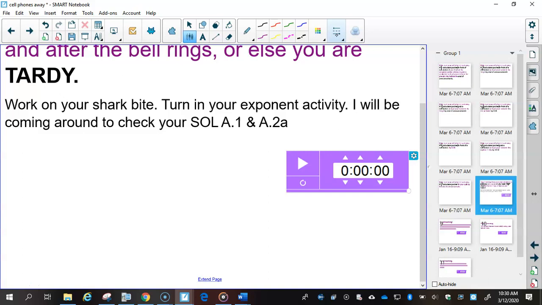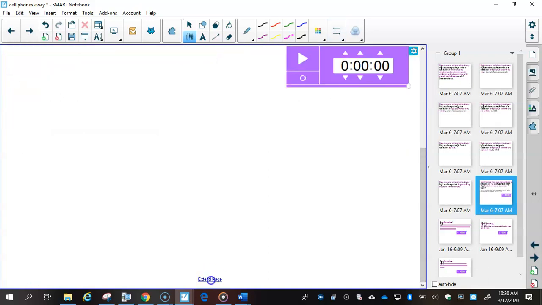All right, for number 3, it's asking us to evaluate. What does it mean to evaluate?